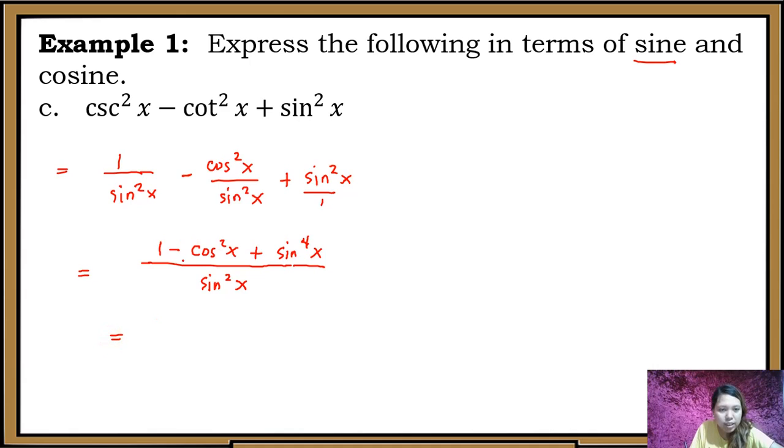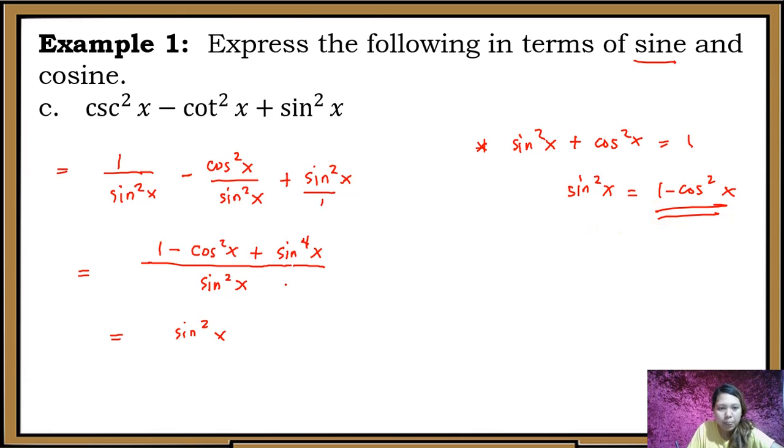So, you know that 1 minus cosine squared x is sine squared x by trigonometric identities, because you know that sine squared x plus cosine squared x is equal to 1. So, if we transform it, sine squared x is equal to 1 minus cosine squared x. Okay, so take note. So, plus sine 4x over sine squared x.